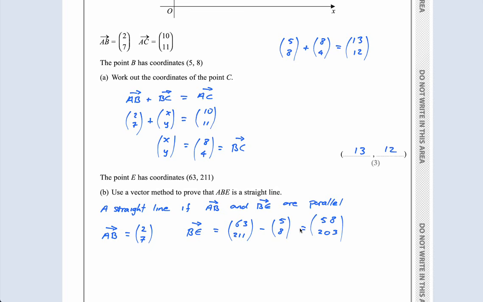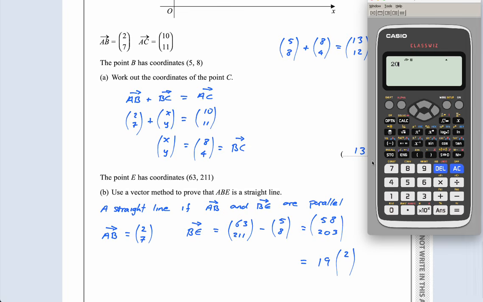Okay, now is this a multiple of this? So the way we figure that out, guys, is basically 58 divided by 2 is 19. So I'm going to put 19 there, and this has to be 2. Now this, guys, it's true if I can put a 7 here. I don't actually know if I can without my calculator. So if I can do 203 divided by 19, if this gives me 7, which it doesn't.